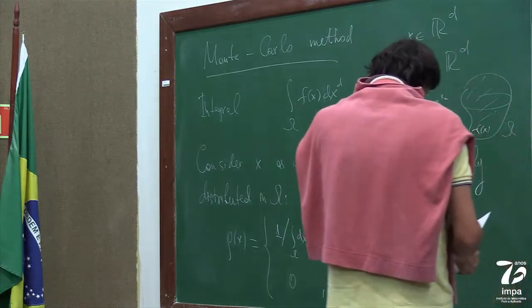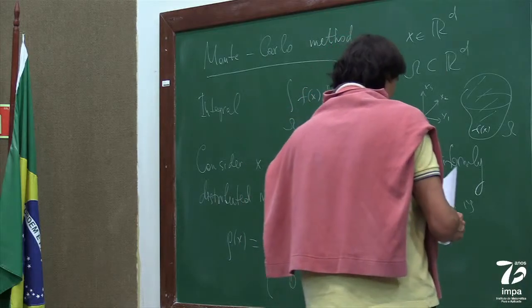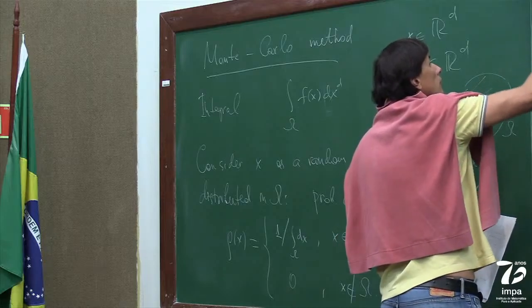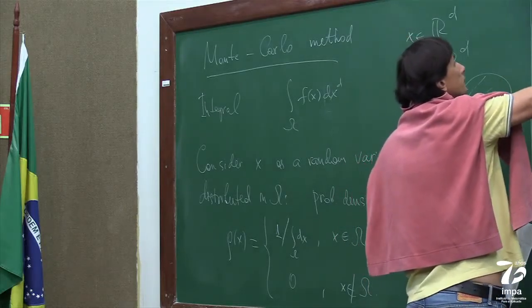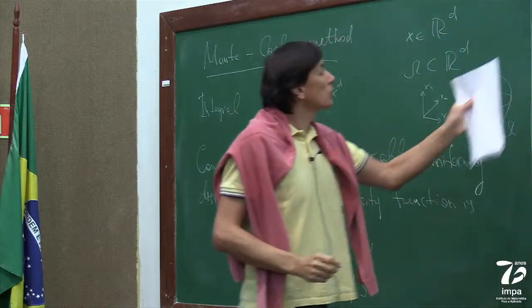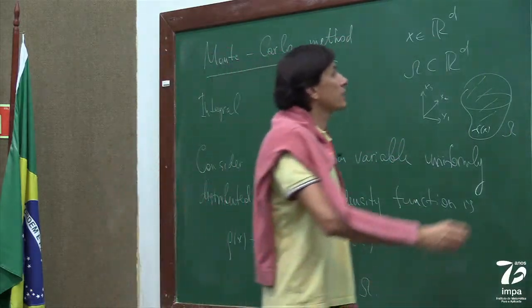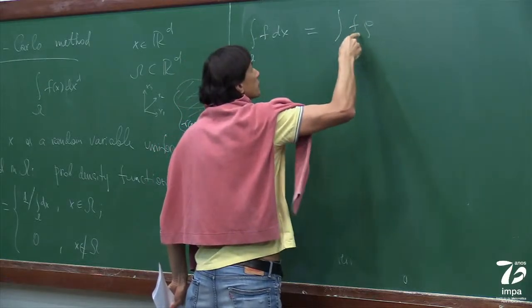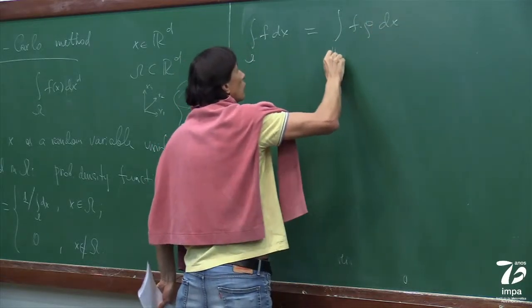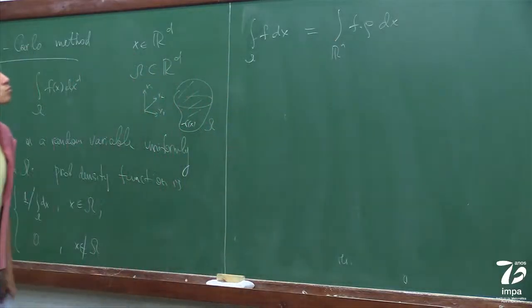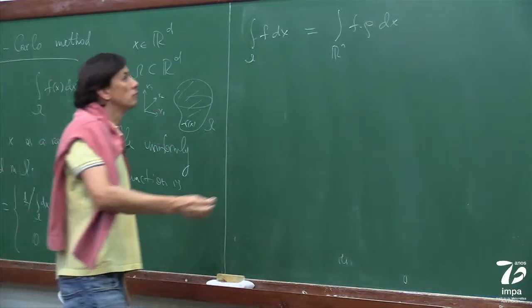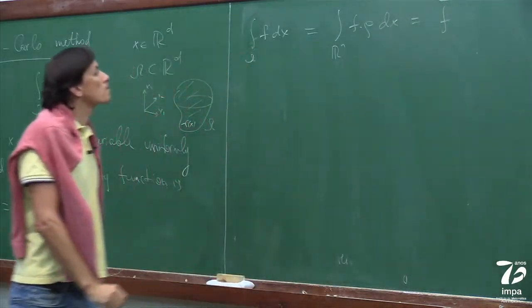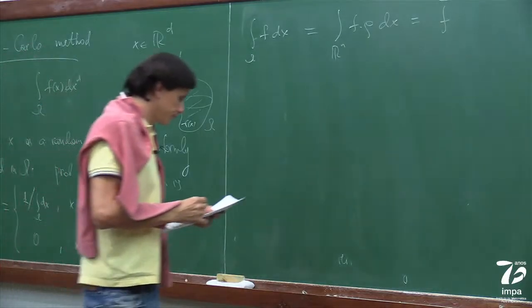So now we will approximate the integral of the function. So what it is, it's exactly the integral of a function times density, now over the full domain. And it's exactly the mean value. Let's call it the mean value, the expectation.